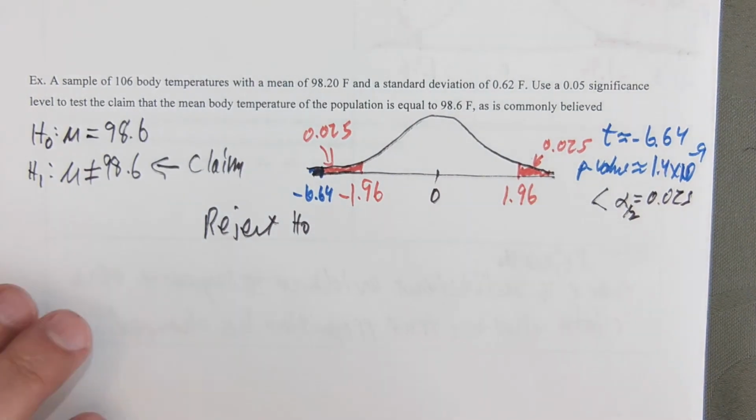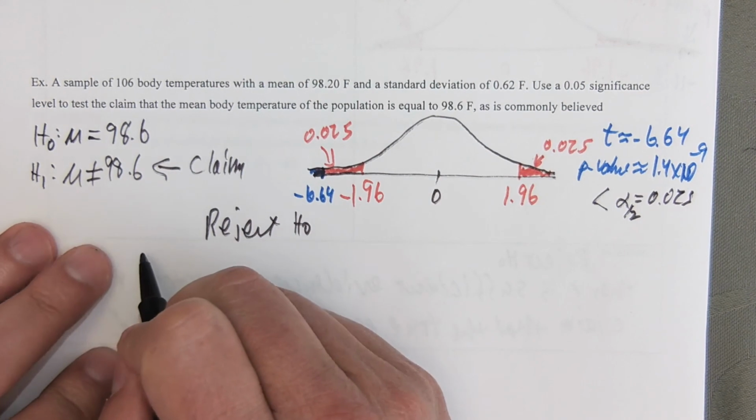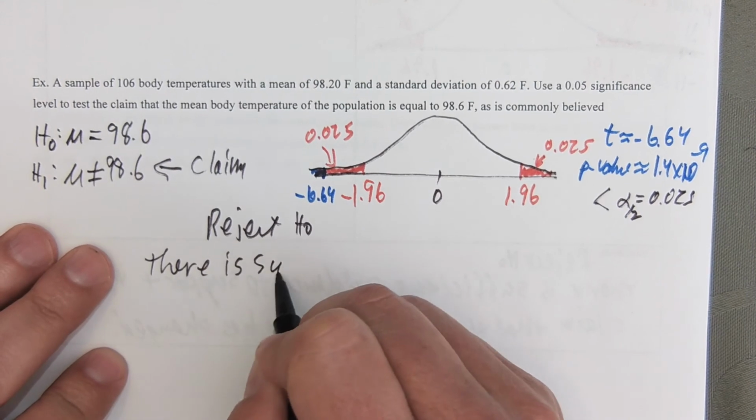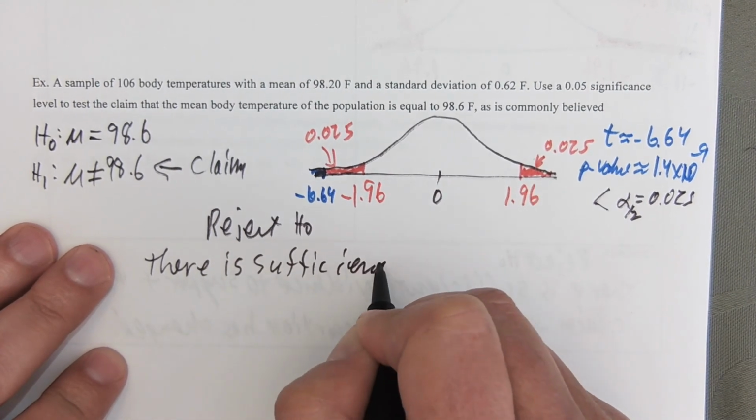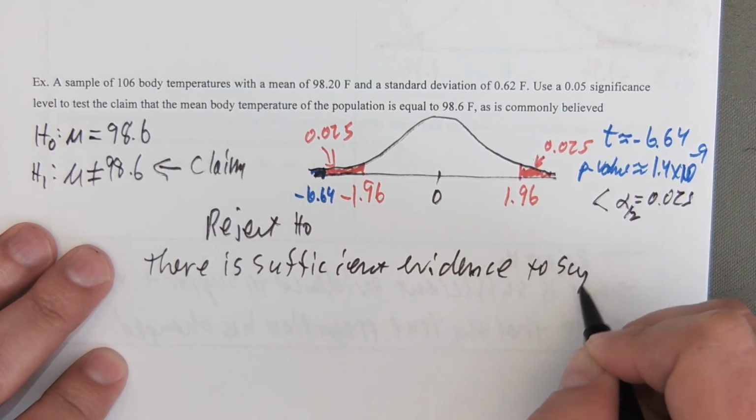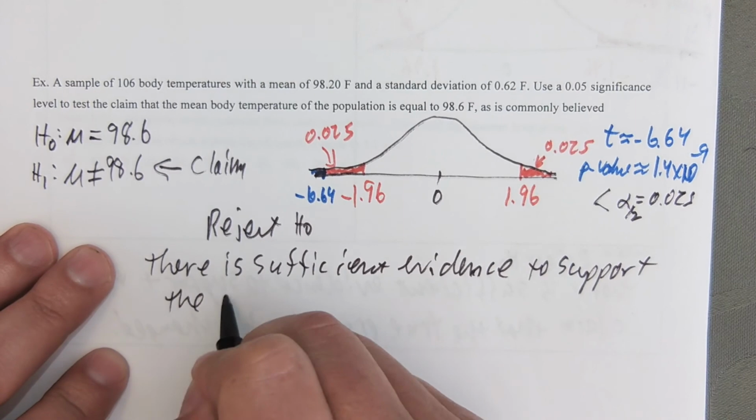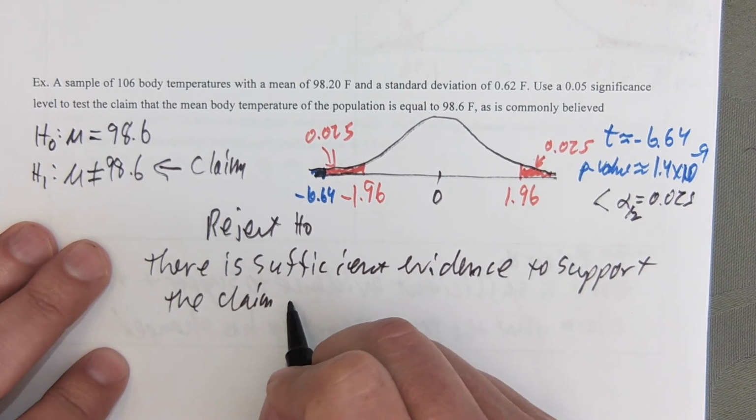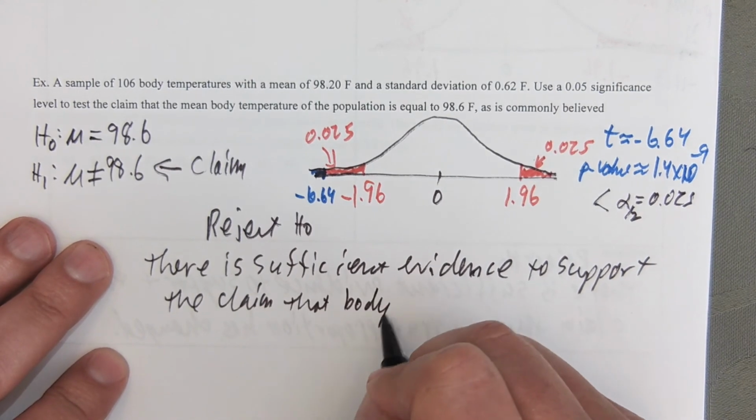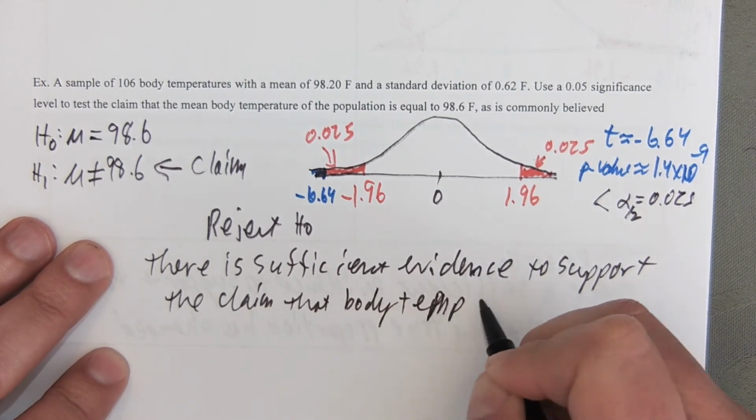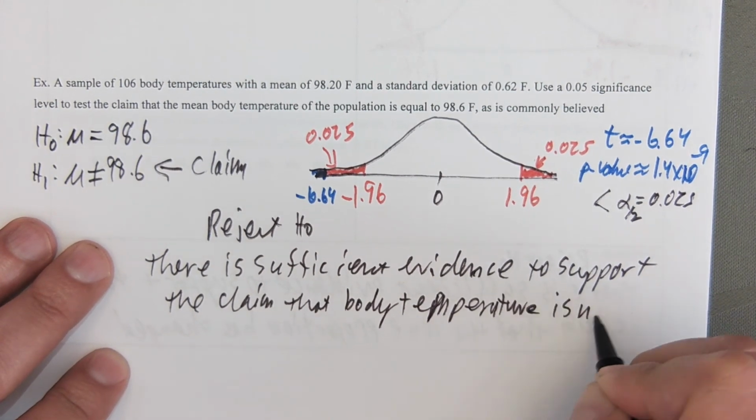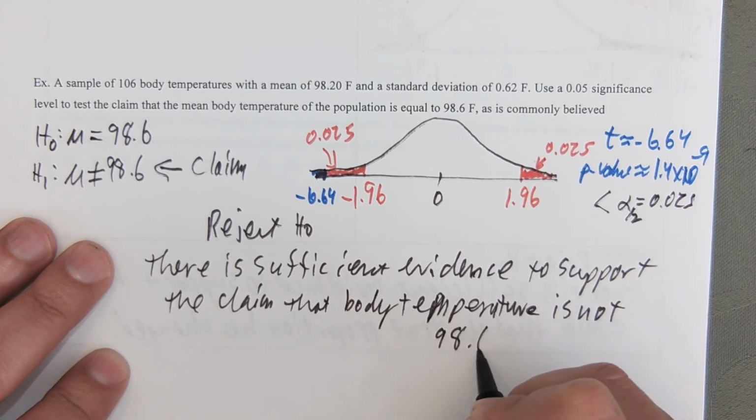So our conclusion is we're going to reject the null hypothesis, and there is sufficient evidence to support the claim that the mean body temperature is not 98.6 degrees Fahrenheit.